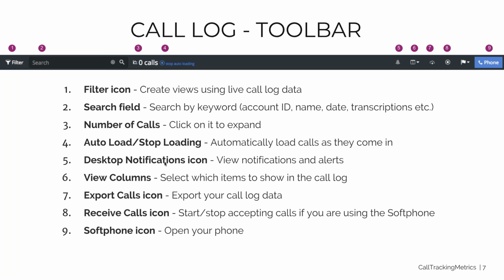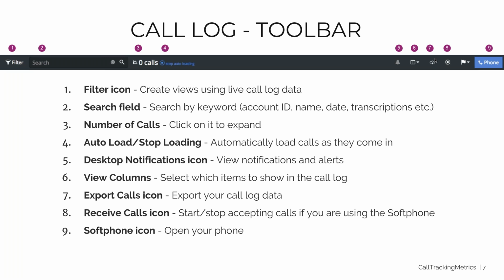You have the ability to have desktop notifications that'll pop up, for things like when you have a new call coming in or a new text message. You can customize those right here. Number 6, you can customize the columns that you can view in the call log. Some of the columns might not be that relevant to you, so you can disable them.